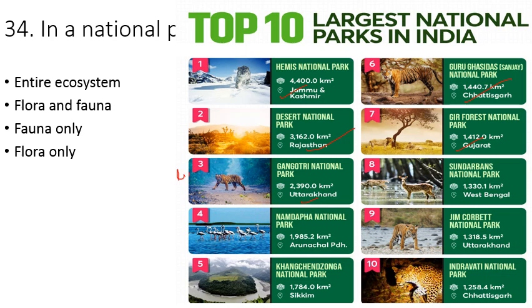In addition to this, we have the Jim Corbett National Park, which was the first national park in India. That is also located in Uttarakhand. Then we have Sundarban National Park, present in West Bengal. Then Namdapha National Park, present in Arunachal Pradesh. Then Kanchenjunga National Park, present in Sikkim.